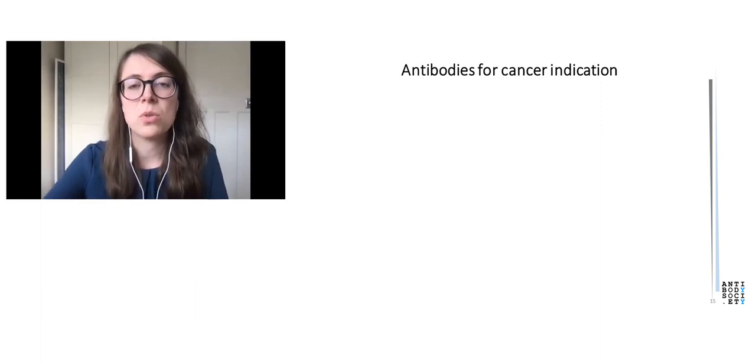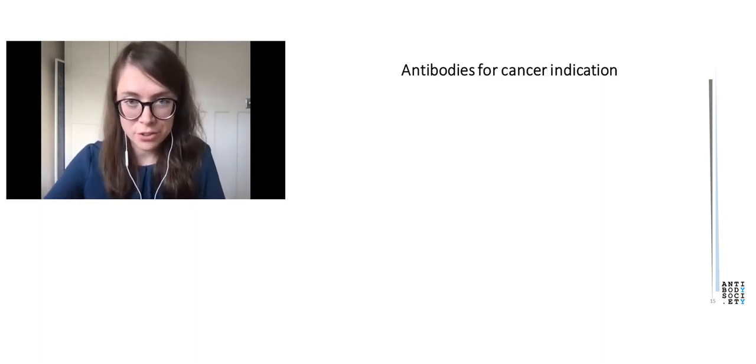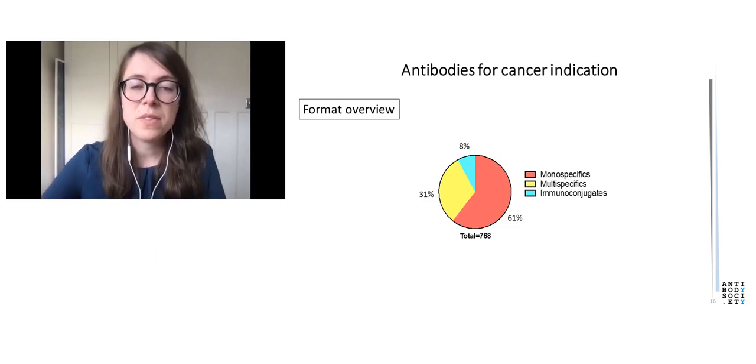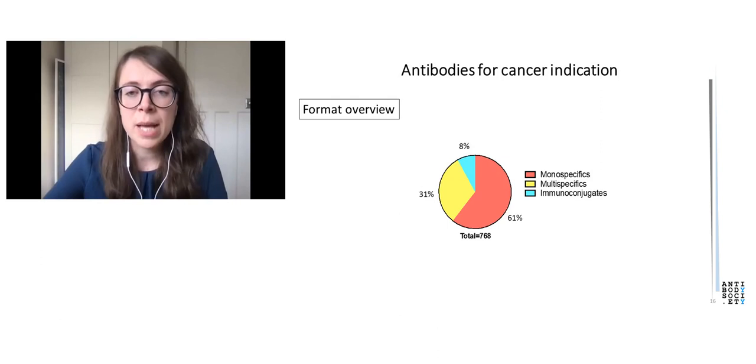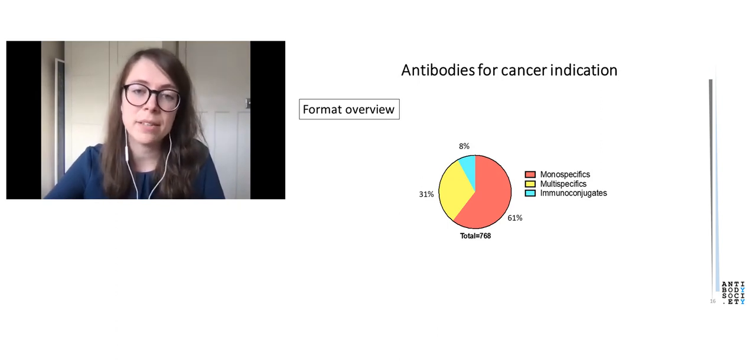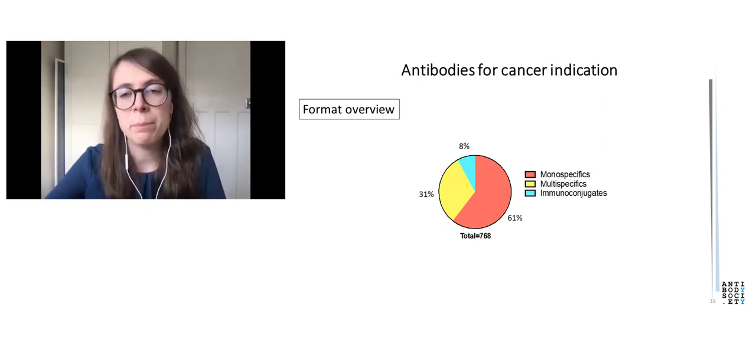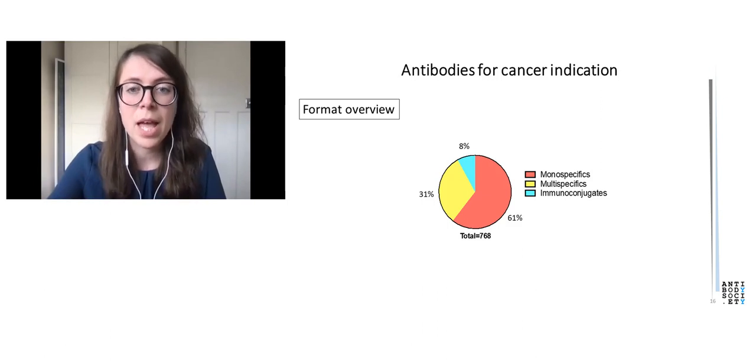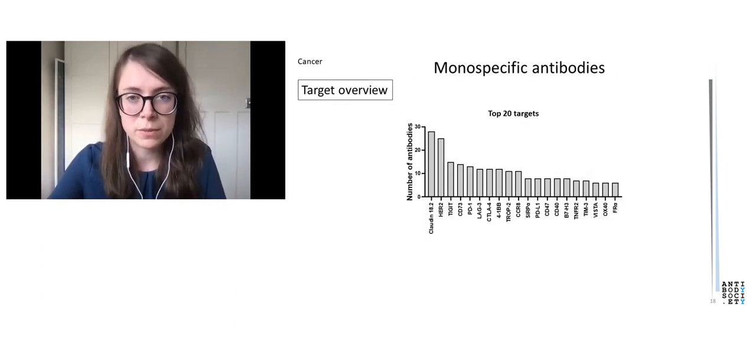And now I'll focus on antibodies for cancer indications. We have stratified the molecules according to their format. Most of them are monospecifics, but now 1/3 of them are multispecifics. And then we have an 8% of immunoconjugates, which can be monospecific or multispecific, but we kept them as a separate category. And now I will provide you some information of these three groups, starting from the monospecifics.